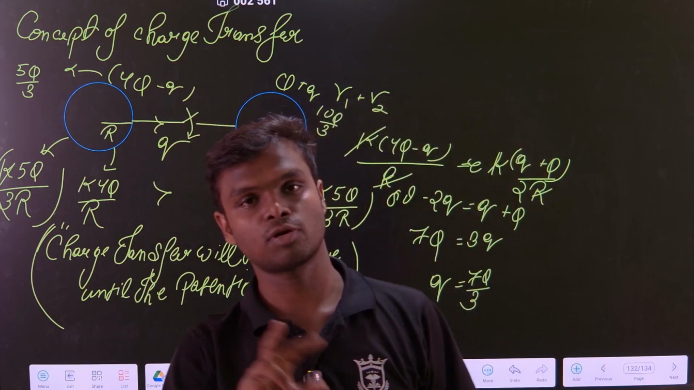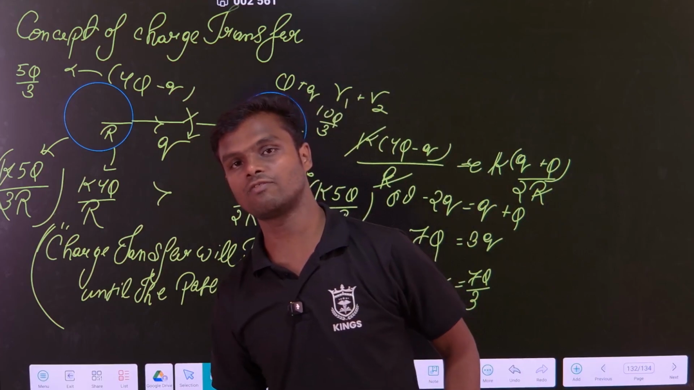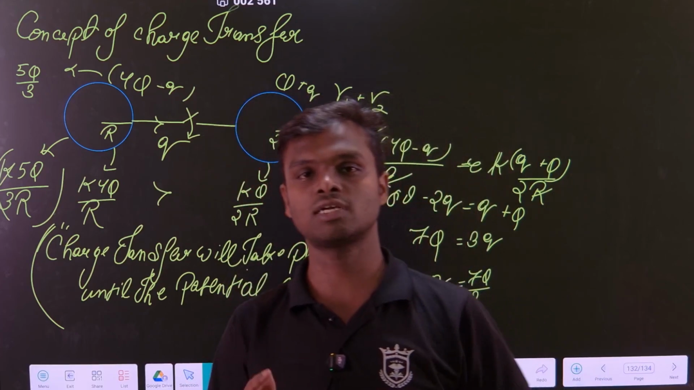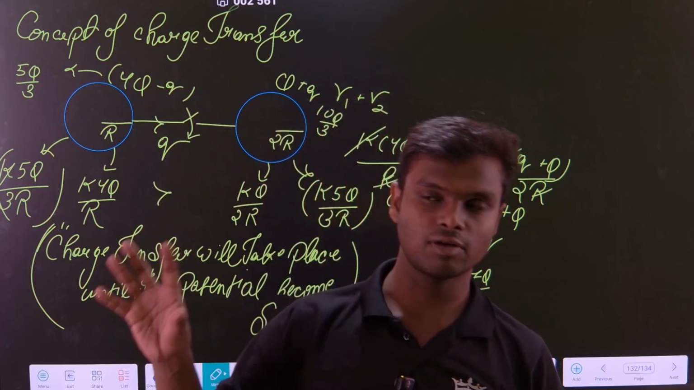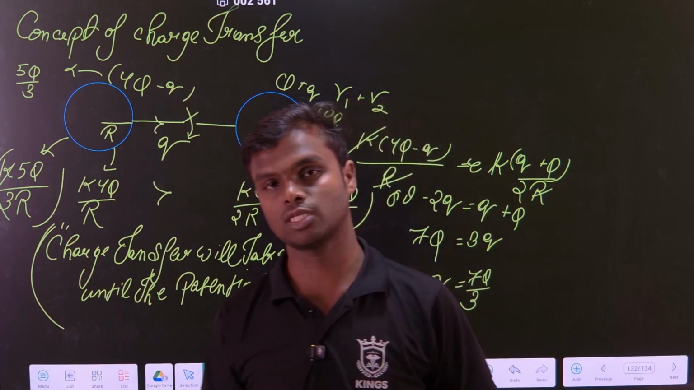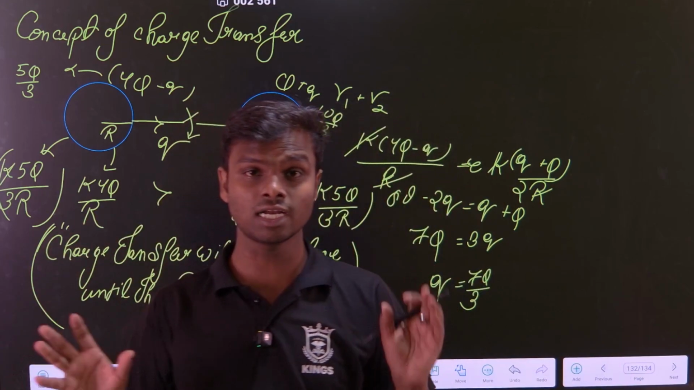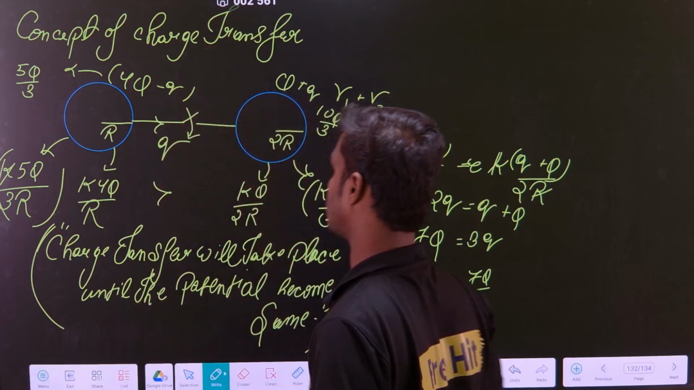The correct option is when the potential of these two becomes the same. Charge transfer happens due to the potential difference, so when the potential of these two conductors becomes the same, the charge transfer will automatically stop. Suppose one conductor has a higher potential and one has a lower potential. There will be charge transfer from higher to lower potential until the potentials of these two conductors become the same. And that is what we did.